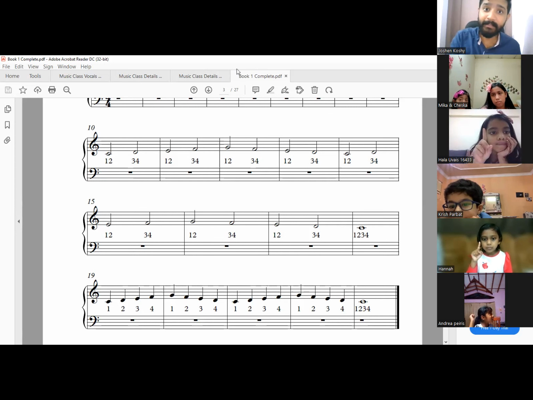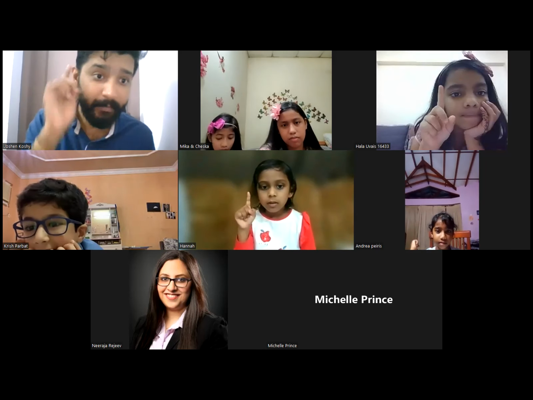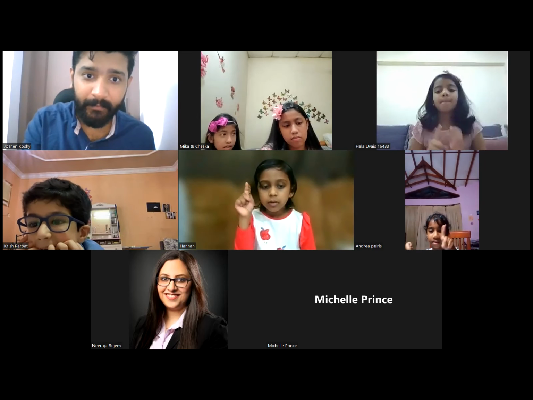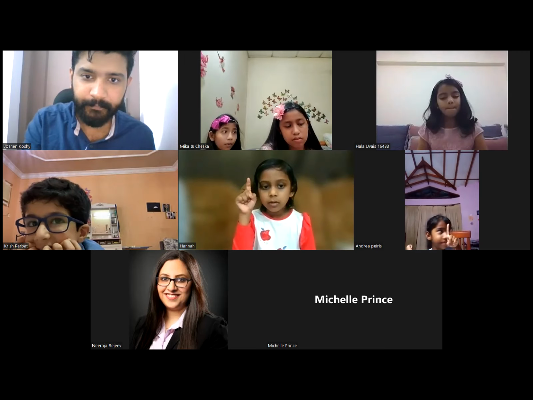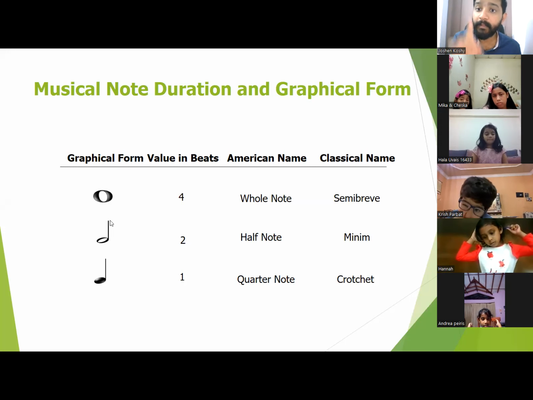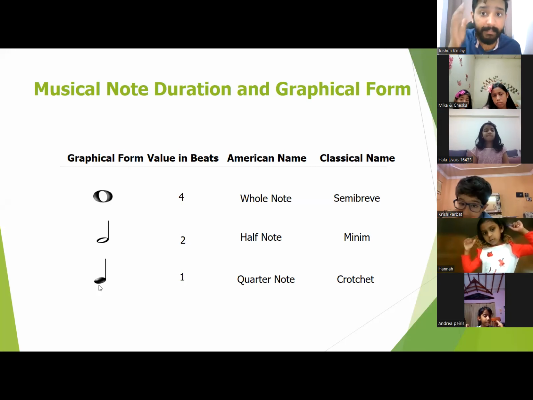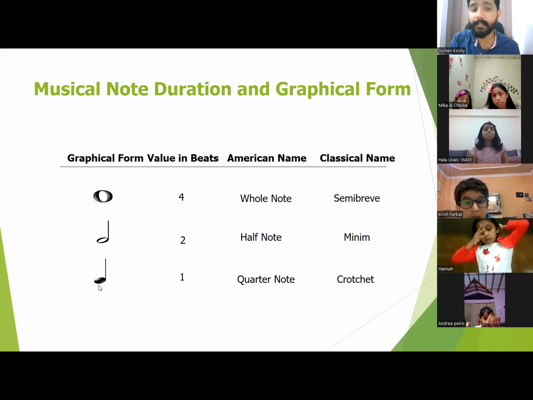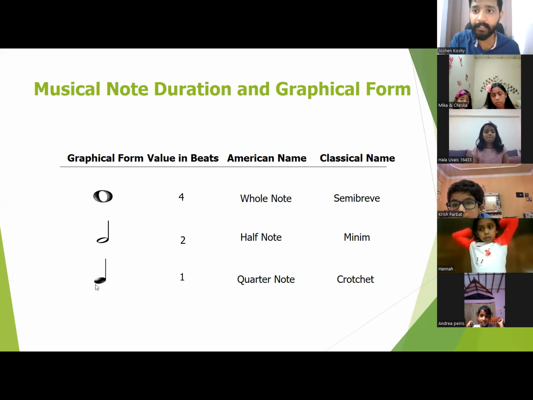Okay, I'll show you again. Listen. You didn't listen carefully. That's why you have to be attentive. The 4-beat note is the round one. The 2-beat note is having a stem. It's having a round symbol, but it's having a stem also. The 1-beat note, it's having its head blackened. Did you understand? This head is blackened, right? The note's head is blackened. That's 1 beat. That's what we saw just now, right?